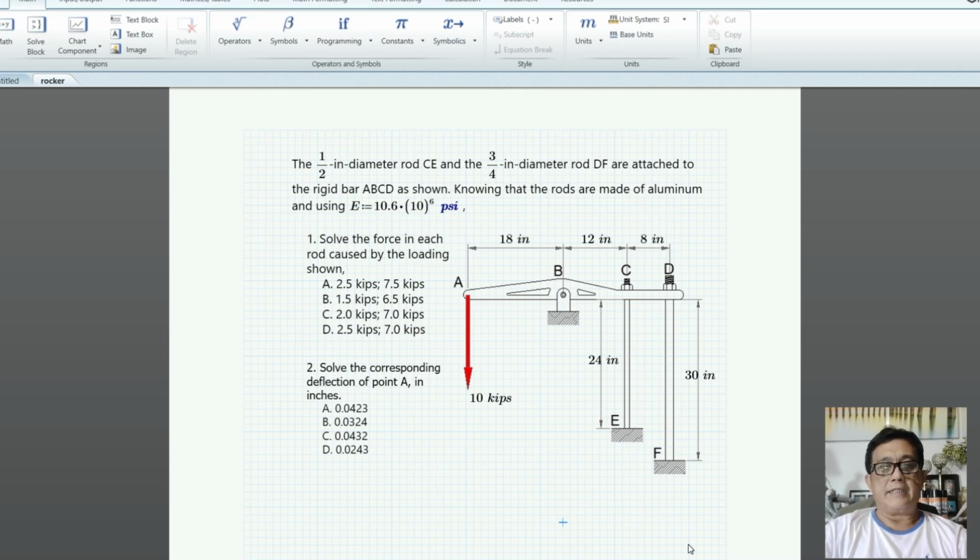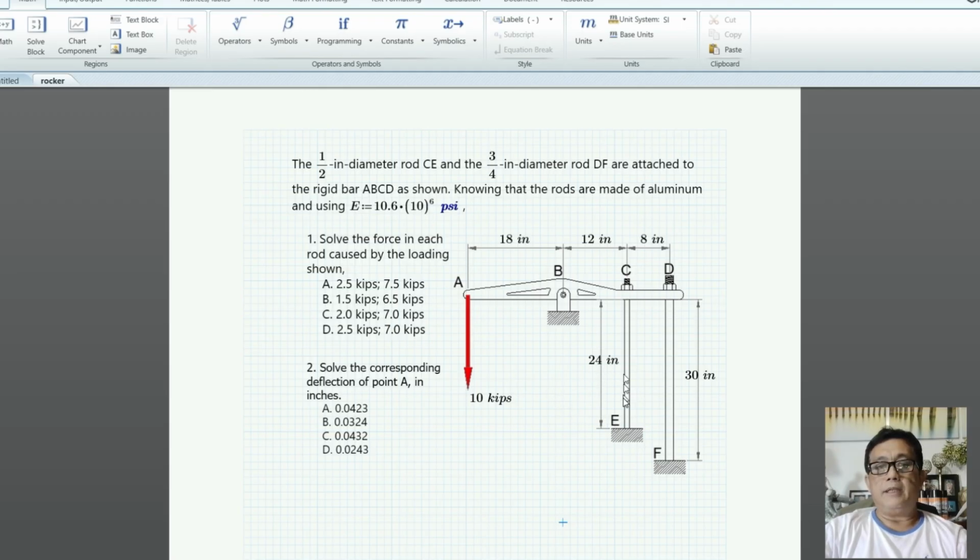The 1/2 inch diameter rod CE and the 3/4 inch diameter rod DF are attached to the rigid bar ABCD as shown. Knowing that the rods are made of aluminum and using E equals 10.6 times 10 to the 6 psi, number 1, solve the force in each rod caused by the loading shown. Number 2, solve the corresponding deflection of point A in inches.